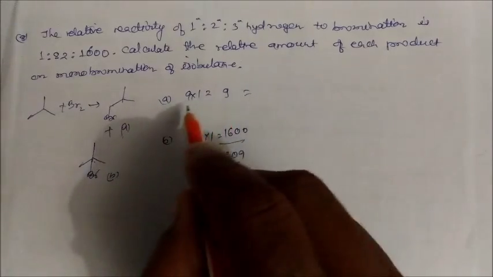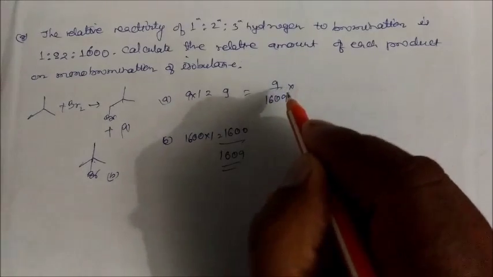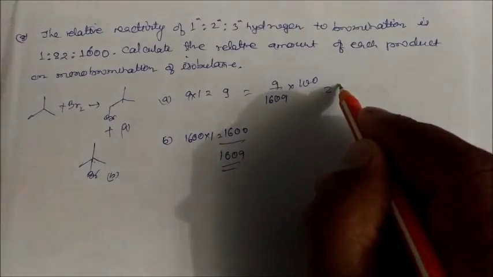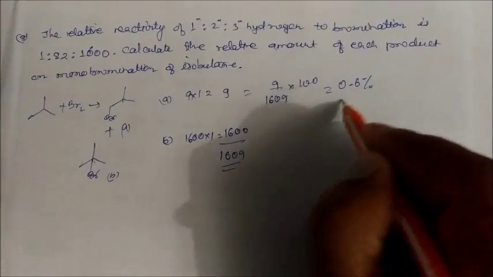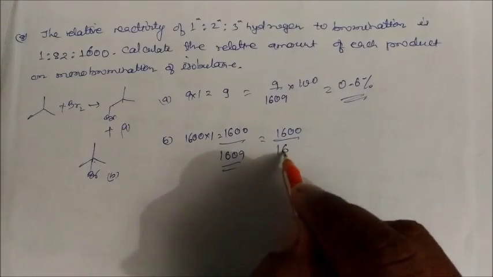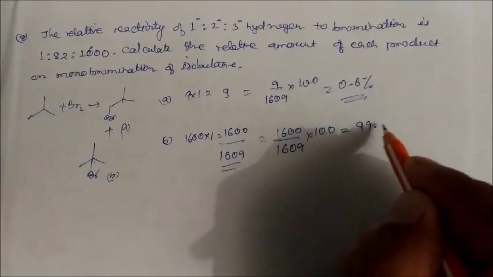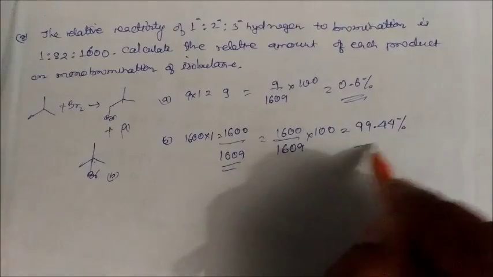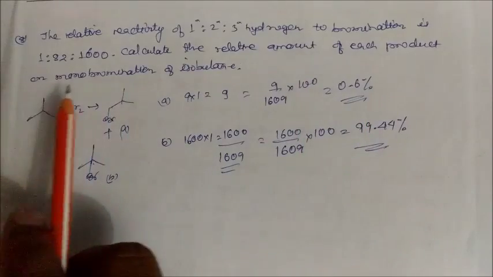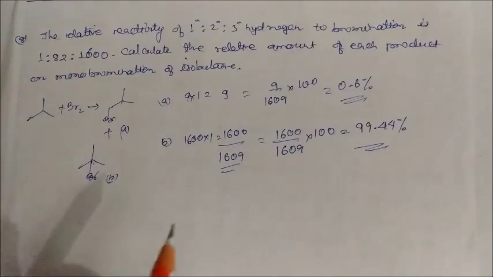So for this one, what is the percentage? 9 divided by 1609 into 100. On solving, you will get 0.6%. Similarly, for this one, 1600 divided by 1609 into 100, so you will get 99.4%. So this is the relative amount of each product on monobromination of isobutane. So we have seen this and this, they are the different percentages.